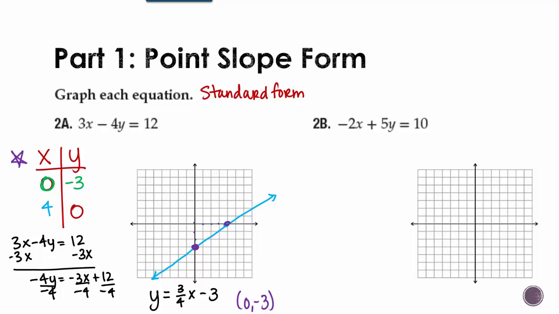But maybe if this number here was like 11, I know that if I divide this by 3 or divide this by 4, I'm not going to get nice pretty numbers here. So maybe I would put it in y equals mx plus b for something like that. I'm actually going to leave this one for you to do as part of your can you prove it. And I want you to choose either leaving it in standard form and finding the intercepts, or putting it in y equals mx plus b form and graphing it that way.